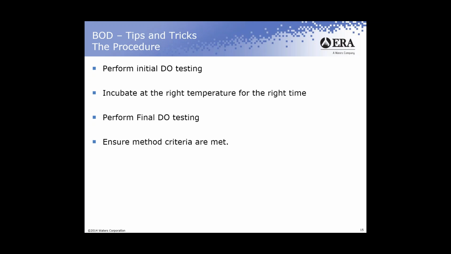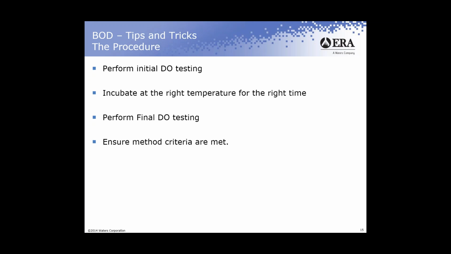We discussed a little bit earlier about temperature and time for the incubation process. So once you do your initial DO test, make sure that you've got additional dilution water on the neck of that flask so that you're not allowing any air to get into your sample. Incubating at the right temperature for the right time is unbelievably critical in the quality of this test. So make sure that your incubator is at 20 degrees plus or minus 1.